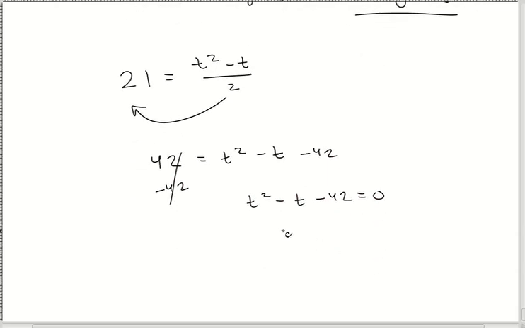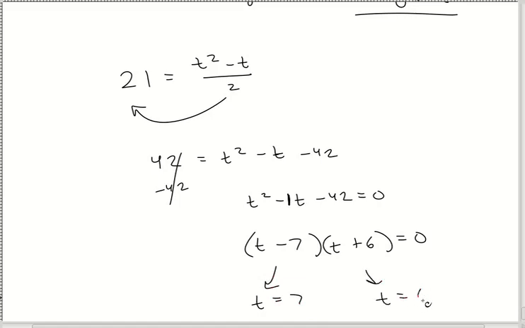And then I want to factor this. I'm thinking, what two numbers multiply to 42 but add up to 1? See the 1 right there, the invisible 1? Well, 42, isn't that like 7 and 6 or something like that? So if I had a negative 7 and a positive 6, that would yield that negative 1 in the middle. So I like that. And of course, my answers then would be 7 and negative 6.